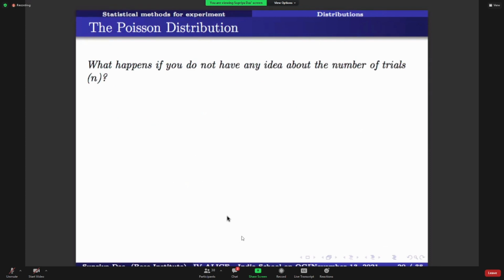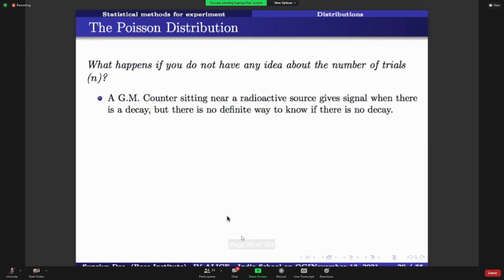What happens if you do not have any idea about the number of trials? We have already come to the Poisson distribution, and the question is, what happens if you do not have any idea about the number of trials n? You do not know what your n is. When can it happen like that? For example, a GM counter: you have a radioactive source and a GM counter sitting next to it. It gives a signal when there is a decay. But if there is no decay, there is no signal, right?